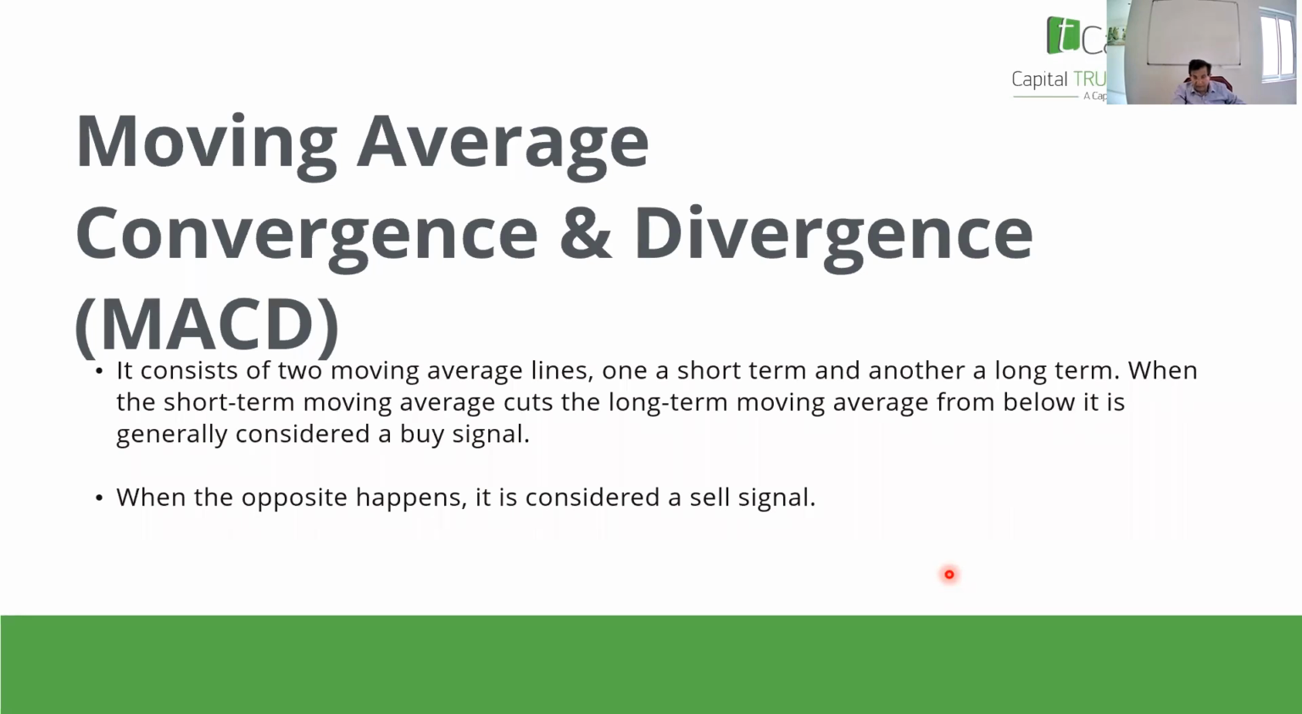You'll see that it's like a bicycle. It comes from below, cuts the long-term moving average and moves above it. So MACD consists of 2 lines: the long-term moving average line overlapped with a short-term moving average line. The short-term moving average line cuts from below and moves to the top.